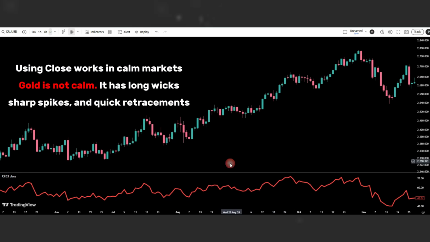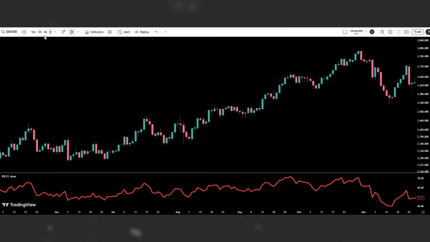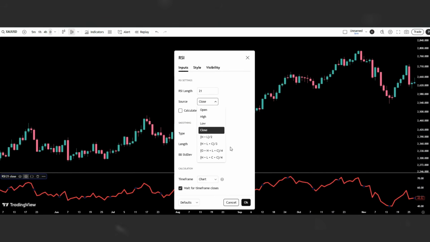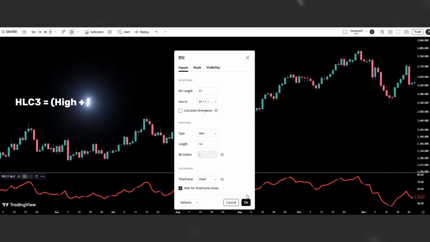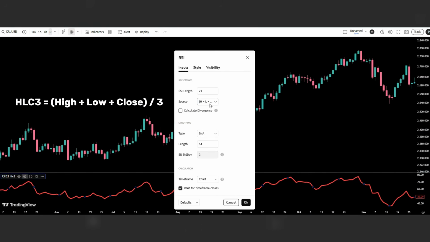Using close works in calm markets. Gold is not calm. It has long wicks, sharp spikes, and quick retracements. On higher time frames like the daily chart, gold often makes strong, trend-driven moves with deep pullbacks. This makes RSI calculated on close react too sharply, giving false overbought or oversold readings. This is why for gold swing trading, we use HLC3. HLC3 is the average of high, low, and close. It smooths the data, reduces noise from emotional candles, and shows the real market momentum, not panic.